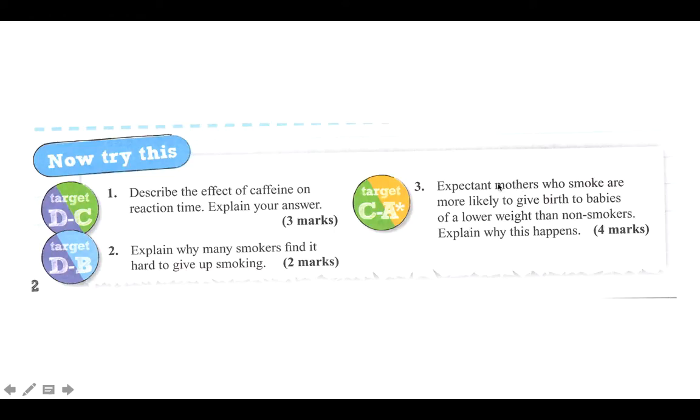So 1 mark, carbon monoxide in cigarettes. 2 marks for saying that this reduces the amount of oxygen blood can carry. 3 marks for saying that this reduces the amount of oxygen given to the baby. And then 4th mark for saying, as a result, the baby's growth is reduced. Okay?